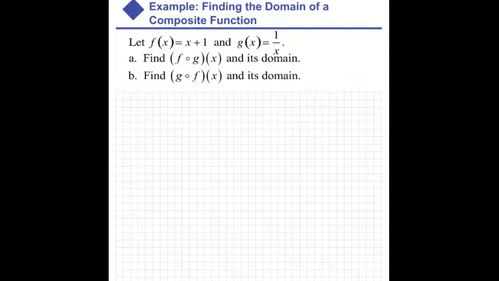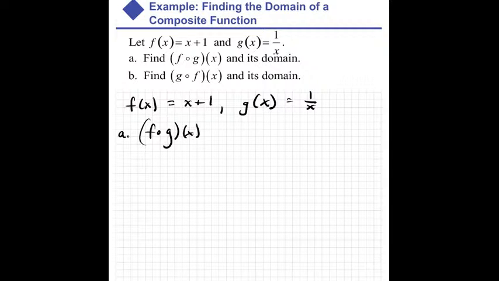So in this example, we're given f and g, and we're asked to find f compose g of x and its domain, and then the reverse and its domain. We have f of x equals x plus 1, and g of x equals 1 over x. Question A asks us to find f compose g of x and its domain. What we're introducing today is how to find the domain of a composite function. There's a 3-step process that I use that seems to work. We'll explore that momentarily. So let's focus on this f compose g of x.